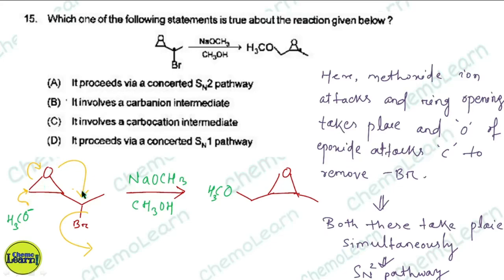Again, the oxygen atom attacks this carbon atom to cleave the bromine atom, to cleave this bond. So, we are getting this product. What happens here? SN2 mechanism takes place because both these steps take place simultaneously in a concerted pathway. So, option A will be the right one. It proceeds via a concerted SN2 pathway, single step reaction. Concerted means single step reaction.